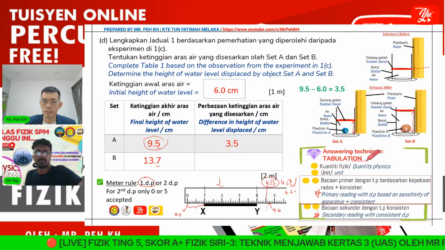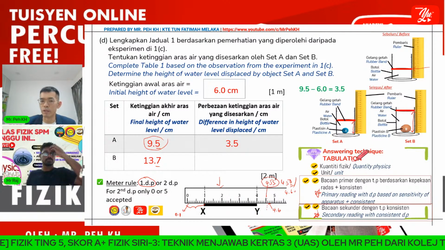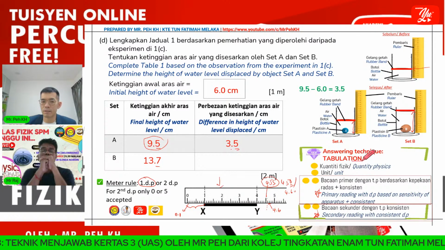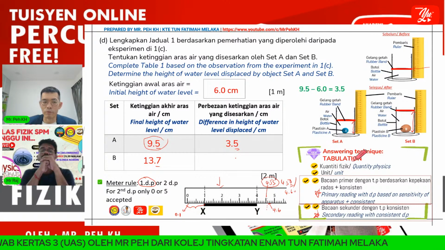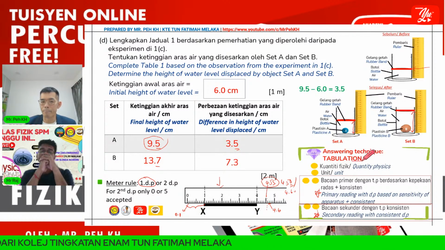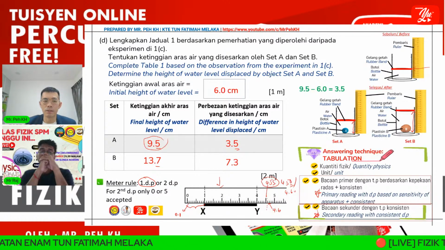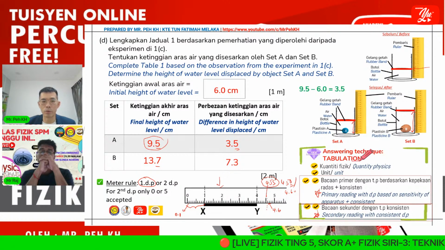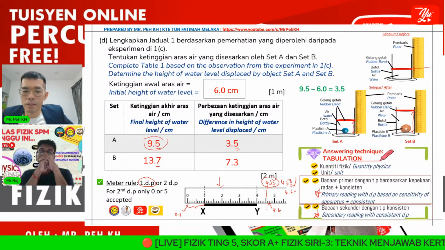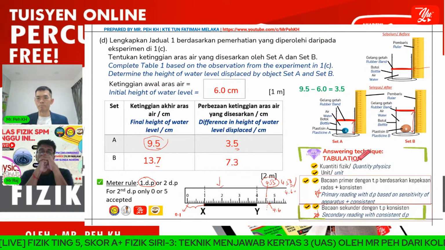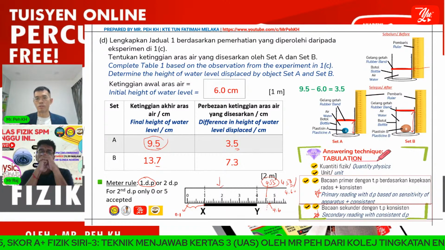So here again, you have to give consistent. If you give one decimal place already, you have to give the next value with one decimal place also. So here there will be 7.3, where we are using 13.7 minus 6.0. Okay, so this is the question related to tabulation in the trial exam of Malacca 2022.